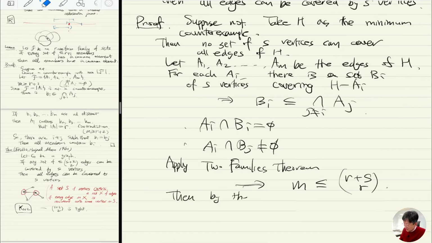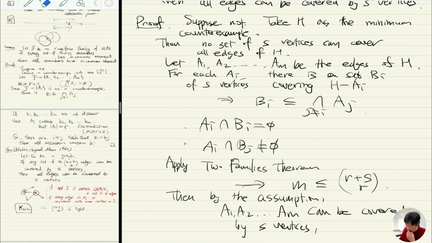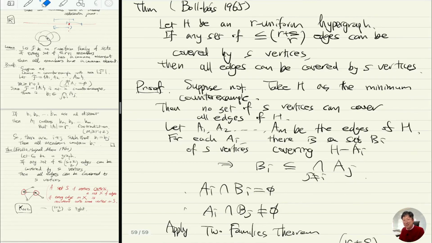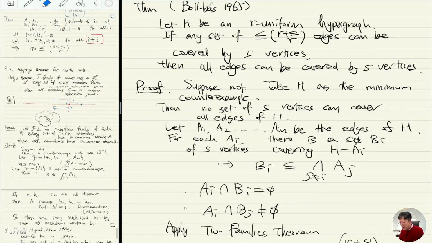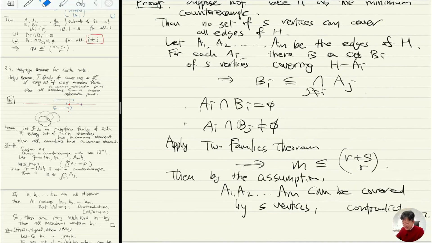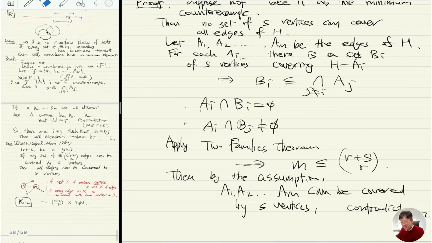By the assumption, A1, A2, ..., AM can be covered by S vertices, contradiction. All right, so that's the proof. And when r is equal to 2, this is exactly the Erdős-Hajnal-Moon theorem, because 2-uniform hypergraphs are graphs. Okay, so that's the application of Bollobás's theorem.